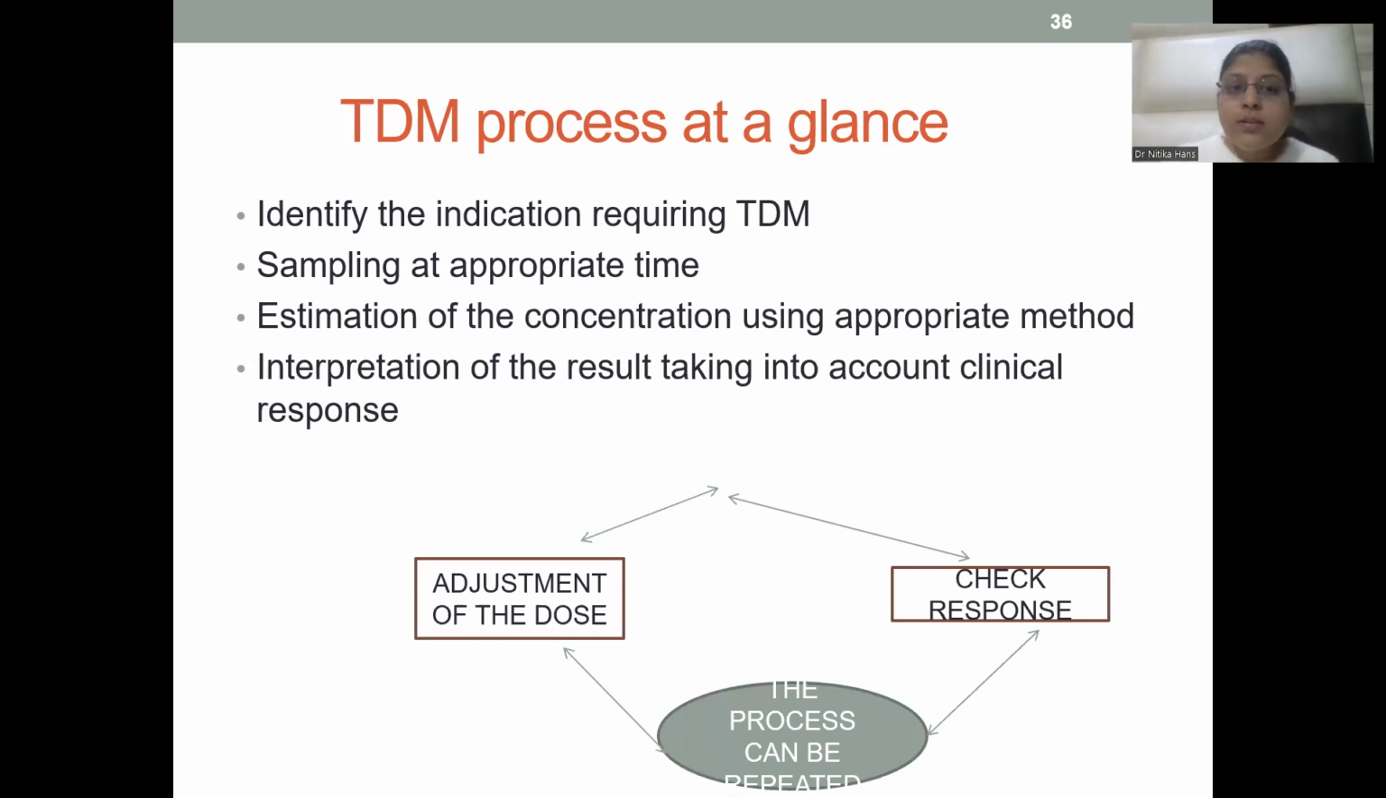Now, therapeutic drug monitoring requires a specified indication. We should know the indication, whether to check overdosage, compliance, poisoning, or tolerance. Then sampling at an appropriate time, estimation of the concentration using an appropriate method, and interpretation of the result taking into account the clinical response. Means how we will interpret? We will adjust the dose, see the clinical response, and in this way note the effective concentration and the toxic concentration.